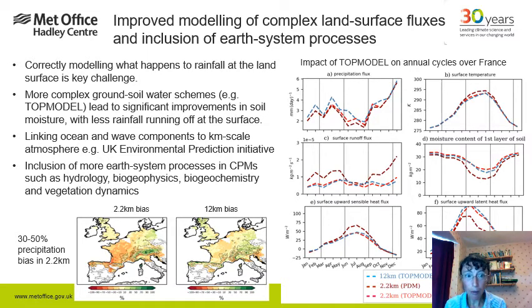But as we start to build more complex ground soil water schemes, so for example the top model as I'm showing here, this can lead to real improvements in how we represent soil moisture with less rainfall running off at the surface. Also, we're starting now to be able to link ocean and wave components to the atmosphere, and this is part of the UK Environmental Prediction Initiative. And this is important because it allows us to look at combined hazards at the coast, so where we have both storm surges and river flooding and heavy rainfall all at once, and how that combines to give flooding at the coast. Also including more earth system processes increasingly, so biogeophysics, biogeochemistry and vegetation dynamics.